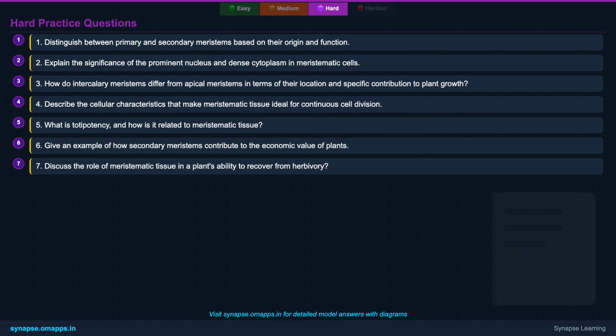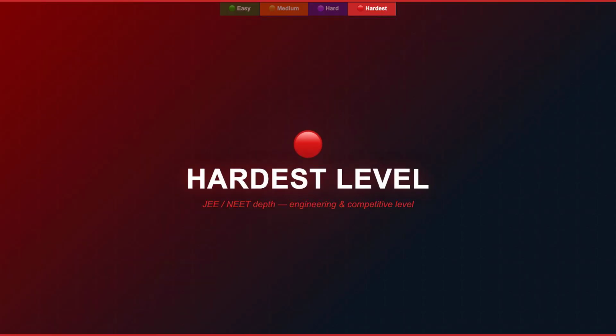5. What is totipotency, and how is it related to meristematic tissue? 6. Give an example of how secondary meristems contribute to the economic value of plants. 7. Discuss the role of meristematic tissue in a plant's ability to recover from herbivory. Welcome to the hardest level.